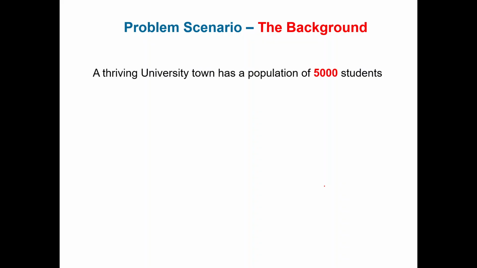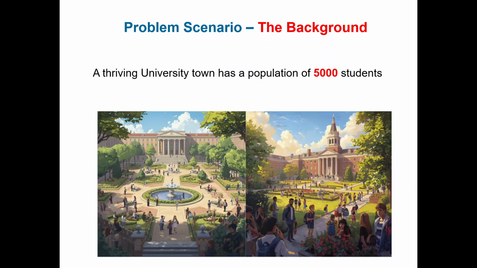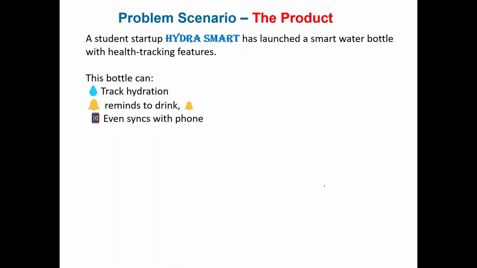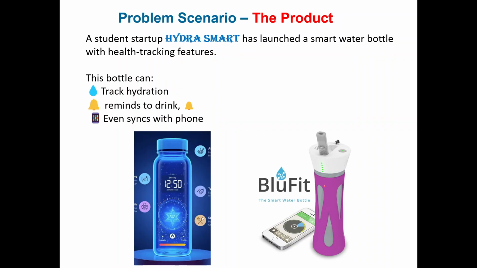Okay, so the problem scenario. So first the background. Imagine a university that has a student population of 5,000 students, and a student startup of this university, let's call it Hydra Smart, is trying to launch a smart water bottle. And this bottle is very high tech, it tracks hydration, it reminds you to drink, and even syncs with the phone.